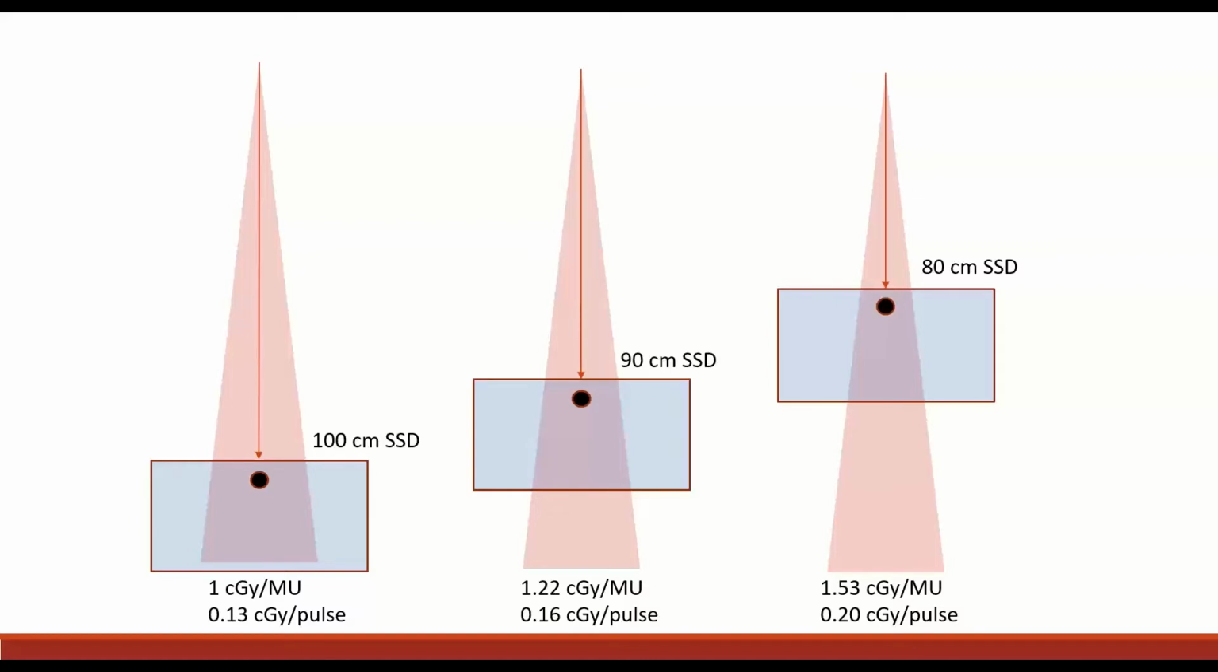To increase the dose per pulse delivered to the detector, we move the water phantom closer to the head of the LINAC. At 90 SSD, this gives us 0.16 centigray per pulse, which is approximately 20% higher, and at 80 SSD, we see a 50% increase to 0.2 centigray per pulse.